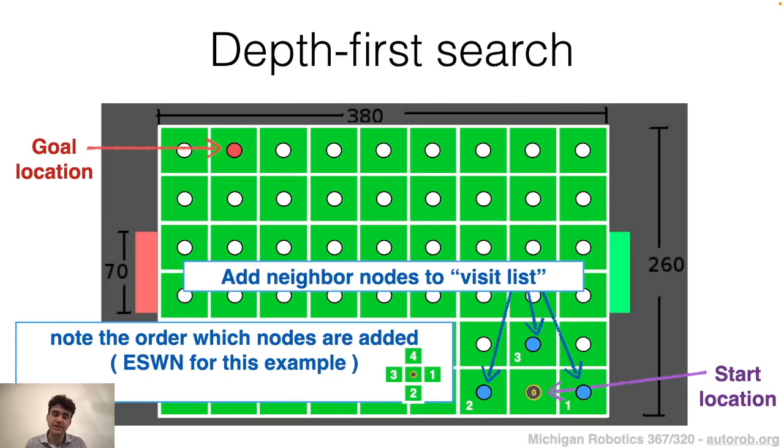In this case, east is on the right-hand side of the screen, which is the neighboring node indicated by the number 1. South is outside of the soccer field, so we don't add any nodes to the visit list. West is to the left-hand side of the visited start node, indicated by the number 2. And then north is directly above the start node at node 3. So we have our start node, which has been visited, and these 3 adjacent neighboring nodes now added to the visit list.